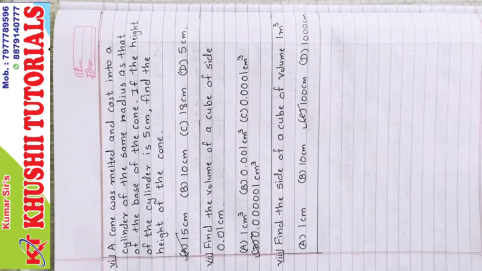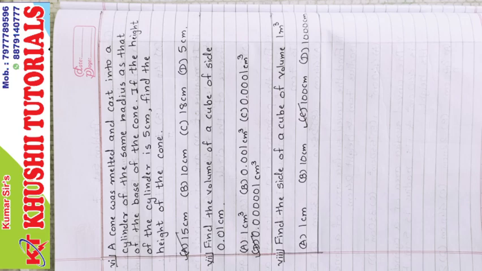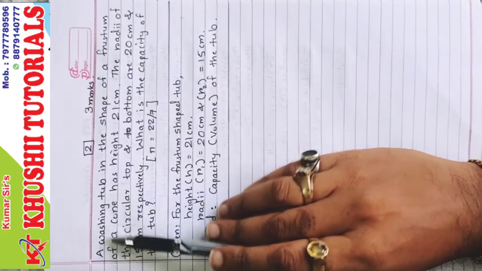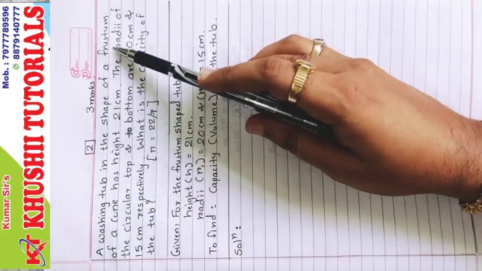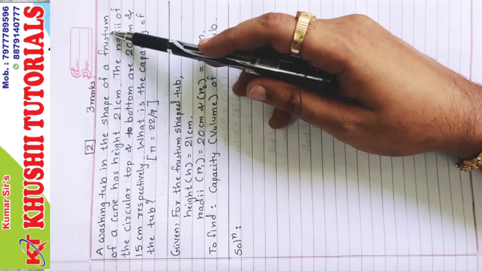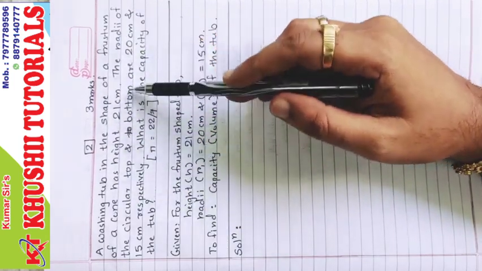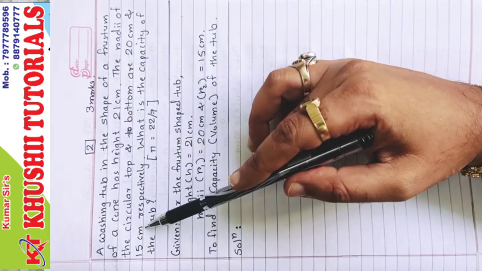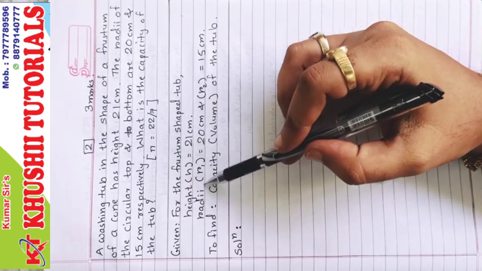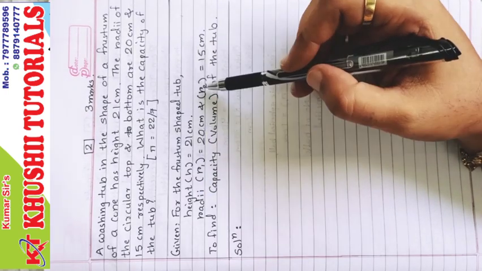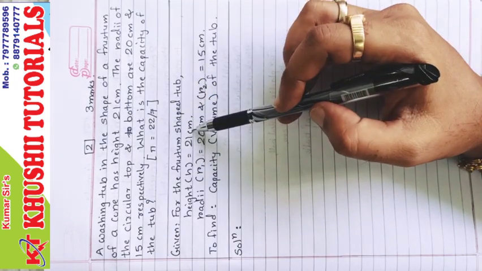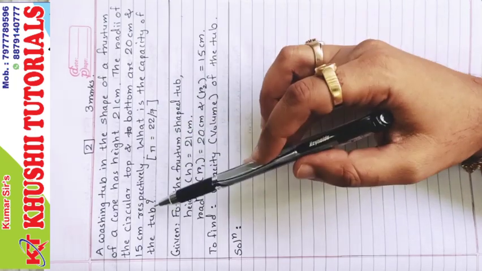And this is the end of question number 1, the MCQ of the problem set. Sum number 2, which is of 3 marks. A washing tub in the shape of a frustum of a cone has height 21 centimeter. So it is a sum on frustum. The radii of the circular top and the bottom are 20 centimeter and 15 centimeter. We know the frustum has two radii, smaller and bigger. R1, that is the bigger radius, is 20 centimeter and R2, which is smaller, is 15 centimeter, and height is 21 centimeter. What is the capacity of the tub?